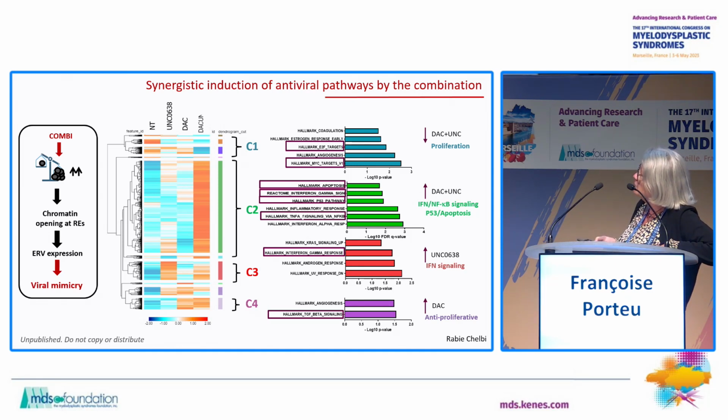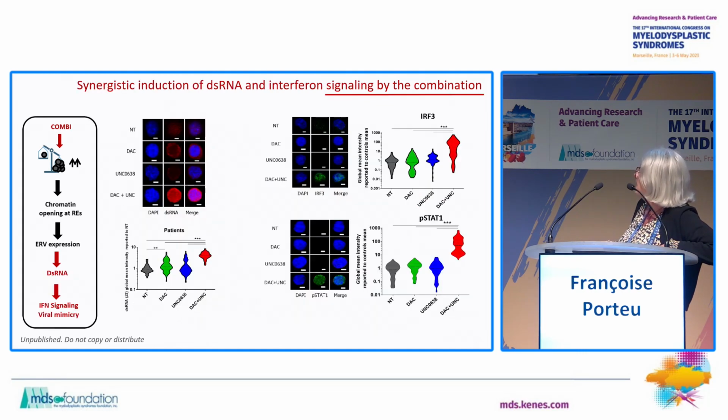And among the upregulated genes, we found hallmarks of apoptosis, the P53 response, but also the interferon and inflammatory responses. As you can see here, there are also synergistically some genes which are downregulated only by the combination and not by inhibitor alone, and these comprise genes involved in proliferation, suggesting the combination can kill the cells. We also looked at the activation of the interferon signaling pathway directly.